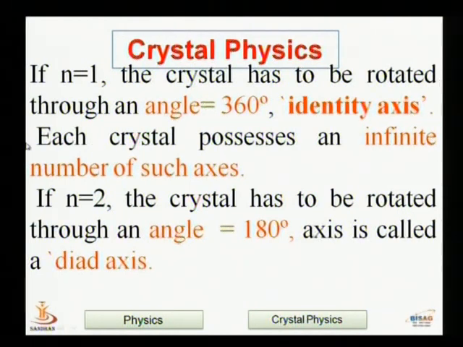This kind of axis is possessed by each crystal system. Each crystal possesses an infinite number of such axes, that is n equal to 1. It is known as the identity axis. If n equal to 2, the angle of rotation theta equals 360 by 2, so theta equals 180 degrees. This axis is said to be a diad axis. If we rotate by 180 degrees about an axis and the crystal system remains invariant, then the axis is said to be a diad axis.